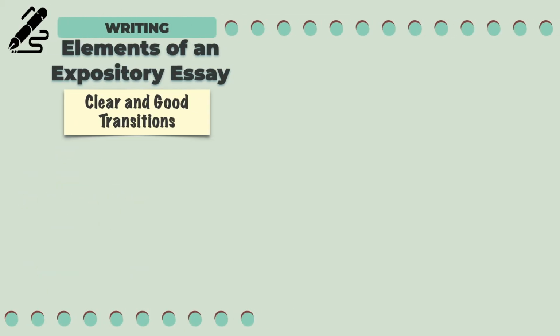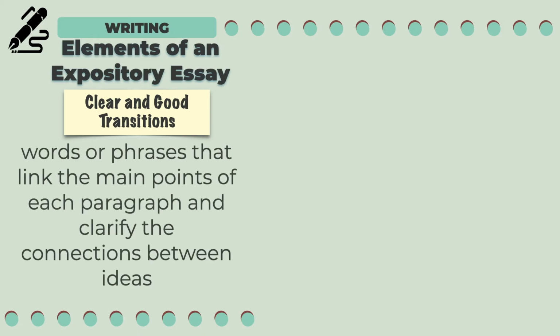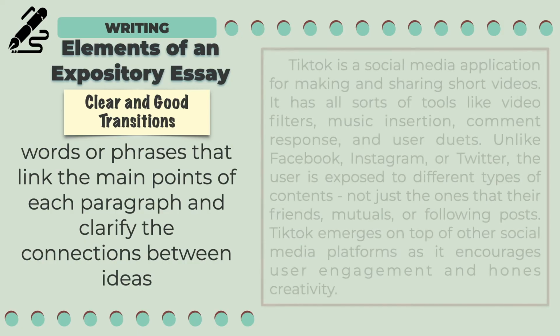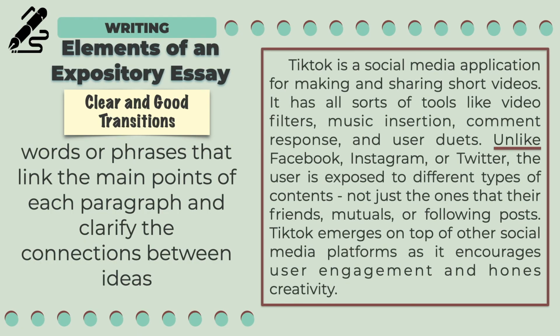Aside from the introduction and body paragraphs, you also need to have clear and good transitions. These are words or phrases that link the main points of each paragraph and clarify the connections between ideas. Your knowledge of conjunctions and transition markers would be very helpful in writing expository essays. Let's go back to the introduction. The transition word used here is "unlike." Unlike is showing contrast between TikTok and other social media platforms such as Facebook, Instagram, and Twitter.